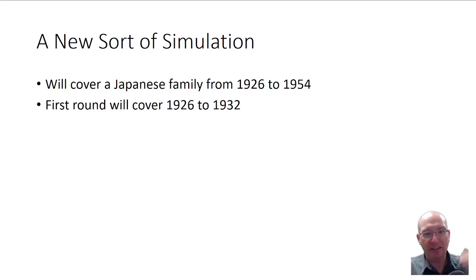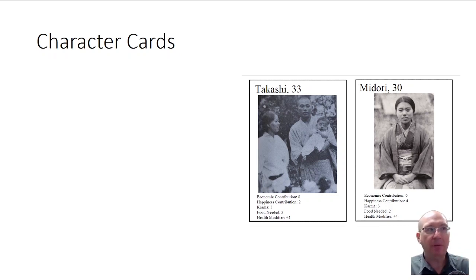And so I divided it into sections. In the first round, we covered from 1926 to 1932. So this was very ambitious, but I had a good group of people to try it out with. So people had character cards, similar to what we've seen before. And I actually named them after a couple people who really were.